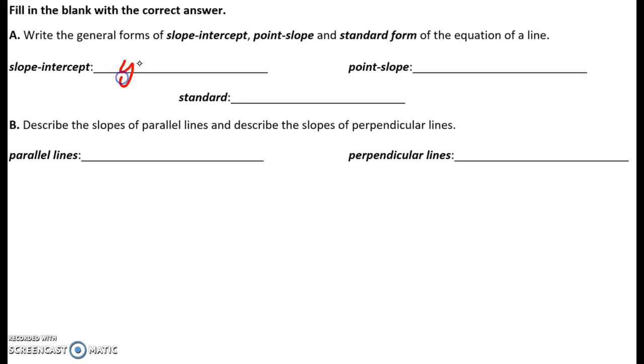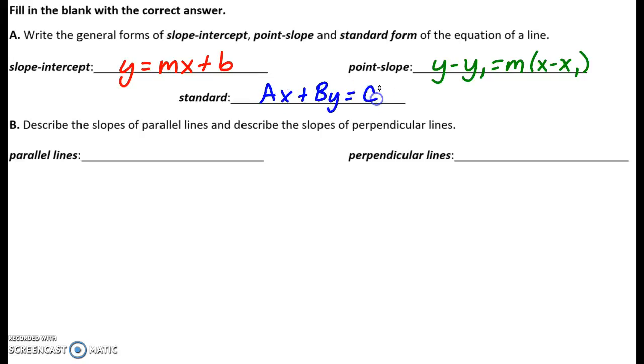So I have y equals mx plus b. Remember, m represents your slope, b represents your y-intercept. For point-slope, it is y minus y1 equals m times x minus x1, where x1 comma y1 is your point and m is your slope. Standard form is in the form of ax plus by equals c.